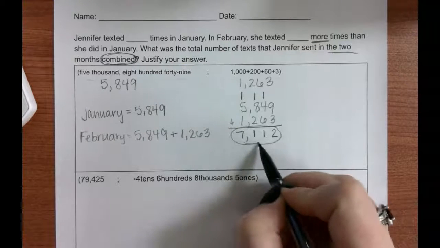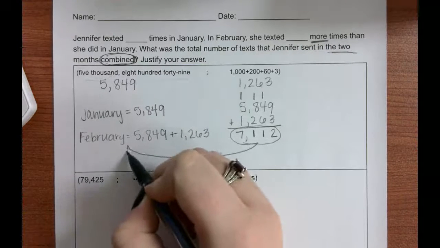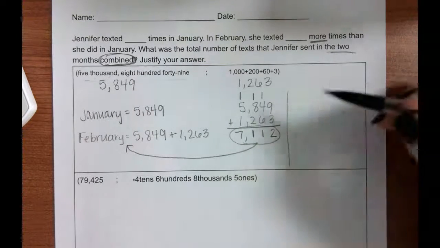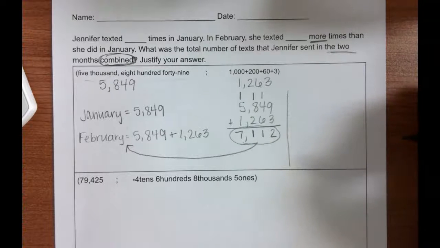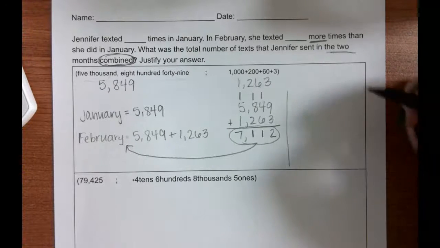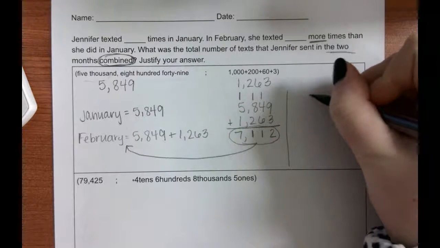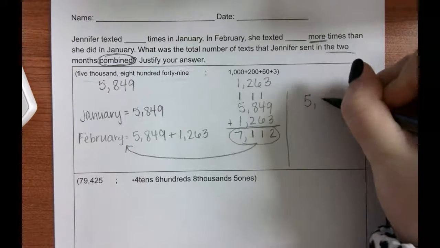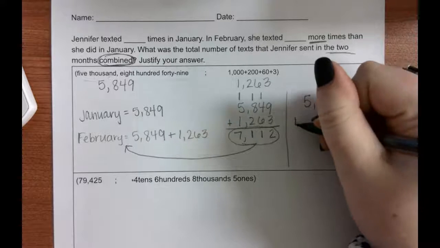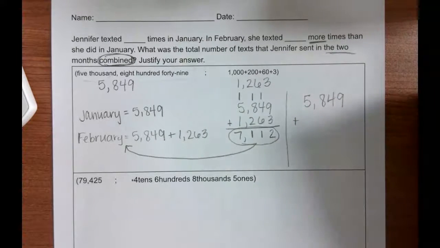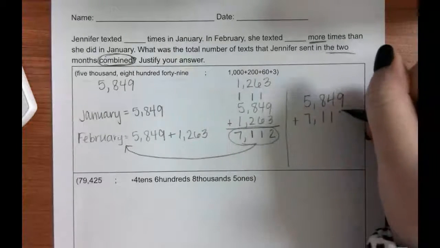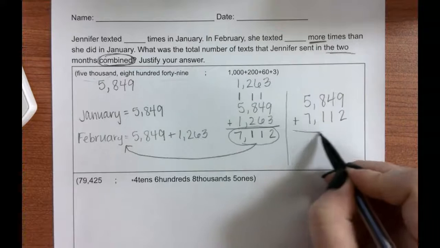But I'm not finished because what does this number represent? Only what I did in February. So now I have to figure out how much I did in both months altogether. So how many did they do in January? How many did Jennifer text in January? 5,849 plus, because combine means together, 7,112, because we just figured out how many she was texting in February.